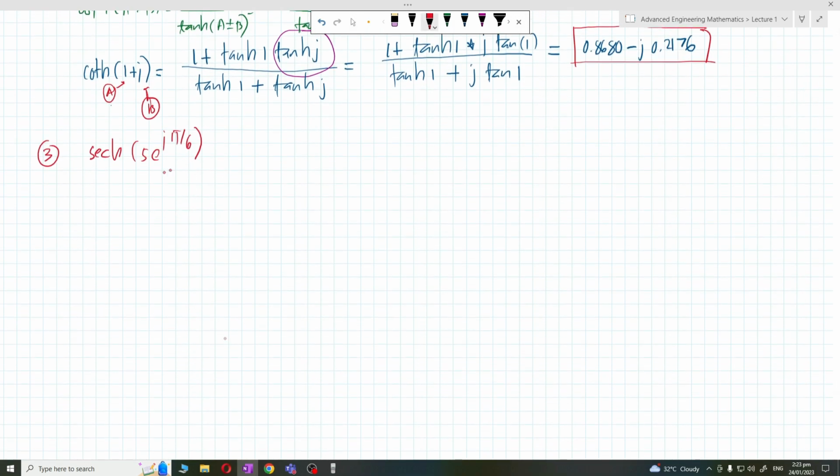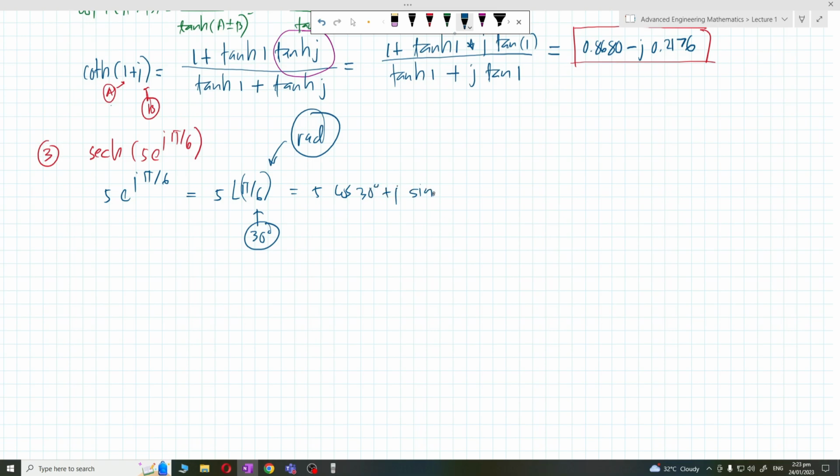Okay, so ito guys yung 5 e raised to j pi over 6, dapat kabisado nyo na yan. That's the same as 5 cis of pi over 6. Pag hindi nakalagay, understood, pag sa exponential, naka-radian yan. Okay, pi over 6 is the same as 30 degrees. So ano yan, 5 cosine of 30 degrees plus j sine of 30 degrees.